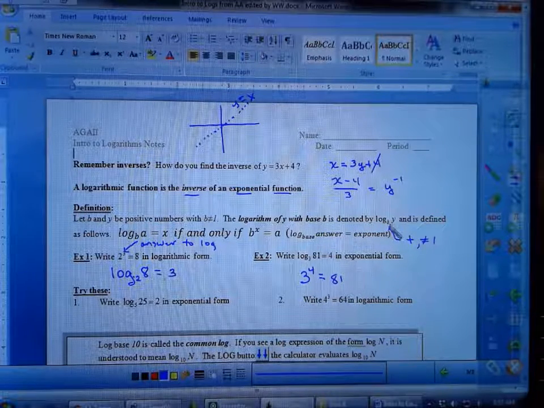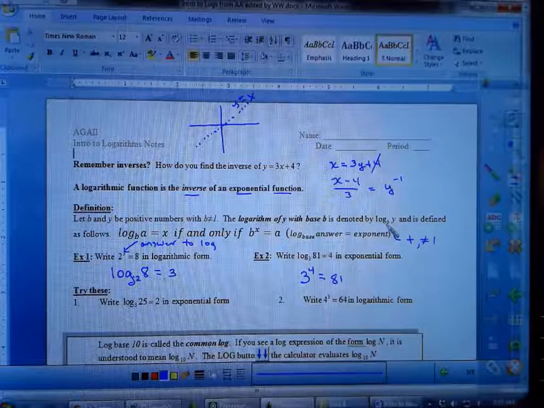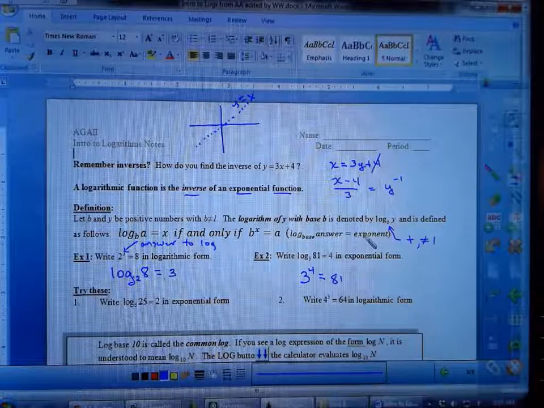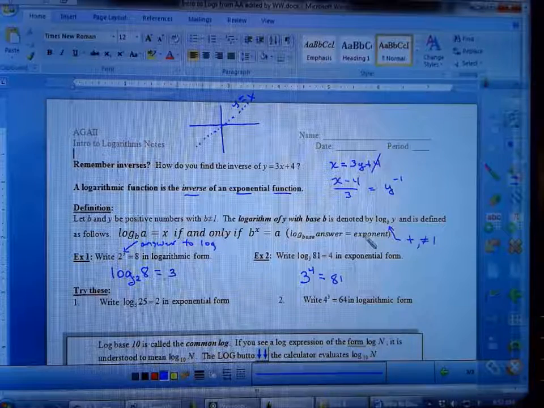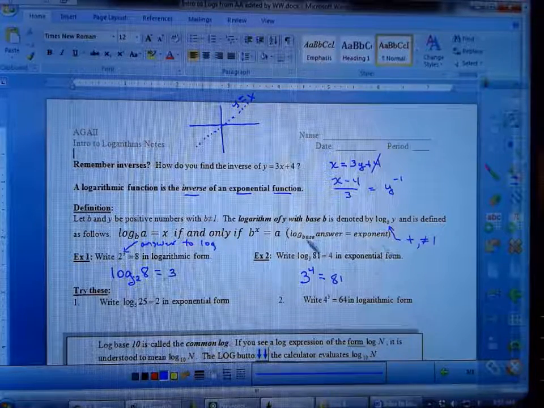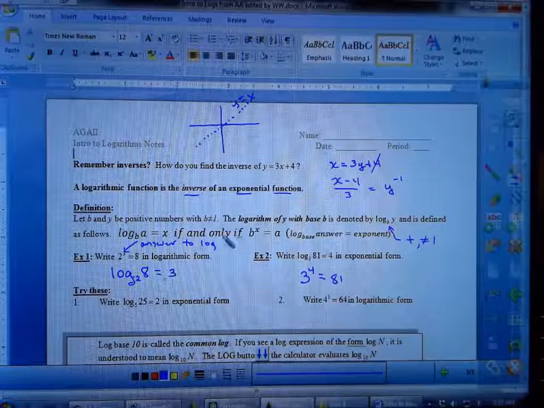If it were 1, I wouldn't really have an actual growth or an actual curve. I'd have a line, wouldn't I? Because 1 to any power is just what? 1. So I'd have a line. That would change it. It wouldn't actually be a log function. So that's why you cannot have 1. So this is kind of how it works.